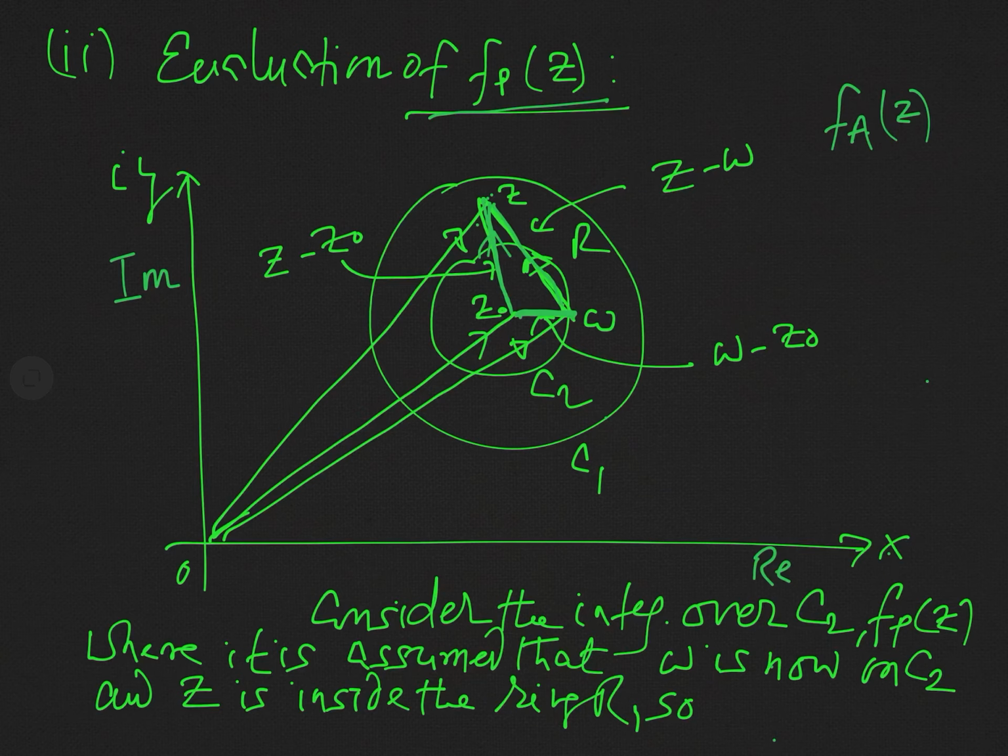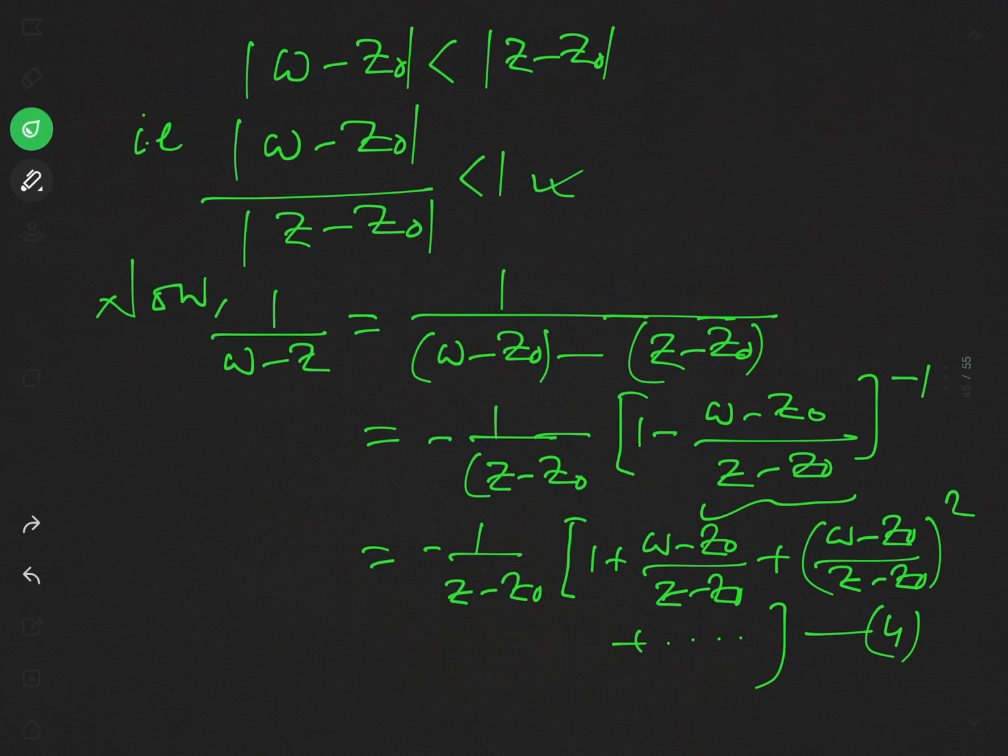So when the point z equal to w is situated on the circumference of the circle C2, in that condition modulus of w minus z naught will be smaller than modulus of z minus z naught. So see here, I have mentioned it. The modulus of w minus z naught is less than mod of z minus z naught, or you can say mod of w minus z naught over mod of z minus z naught is smaller than 1.